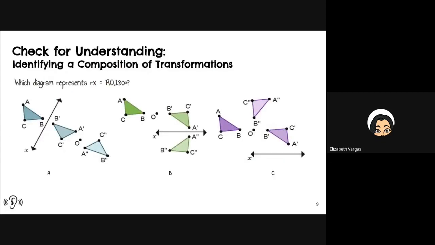So I want to do a quick check for understanding and see if you can tell me which diagram represents this composition. So here we have a composition of a rotation about the origin 180 degrees and then a reflection across the x-axis. So remember, we're working from right to left, so we complete this one first and then this one second. Can you give me a guess as to which one of these diagrams represents this composition of transformations? What do you think? Which of these represents this composition?